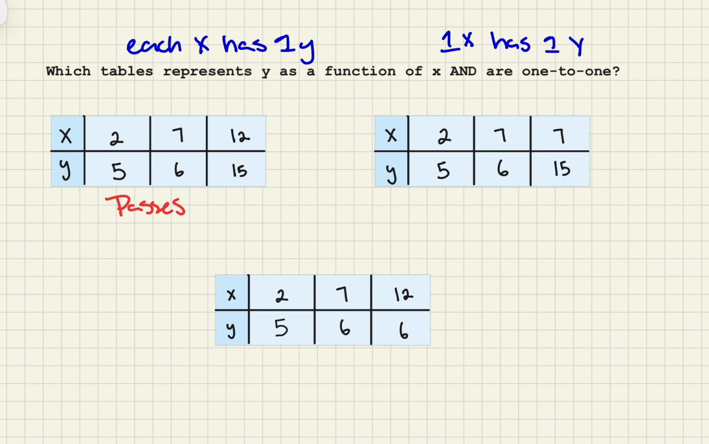Now, for the second table, we see that our x value has two different y values, so one x and two y's. That's f of 7 equals 6 and f of 7 equals 15. Therefore, this one is not a function, so we can't even check if it's one-to-one because it's not a function.